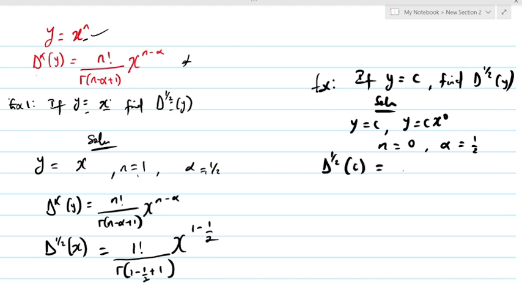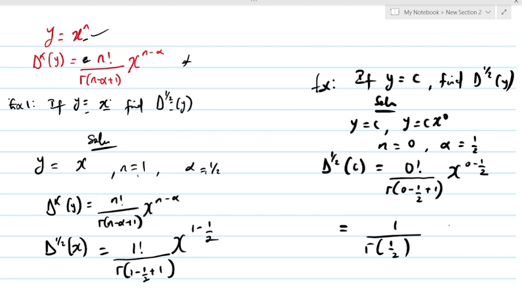So we can substitute these two into the equation, which is D^(1/2) of y, which is c, equals n factorial, which is 0 factorial. Here is the formula, so you can look at it as I'm substituting those values we have. And then we have gamma of n, that is 0, minus alpha, which is half, plus 1. Then we have x raised to the power n minus alpha, that is 0 minus alpha. Alright, and we know that 0 factorial gives us 1. So we have gamma of 0 minus half plus 1, that is gamma of half. Good. And we have x raised to the power minus half.